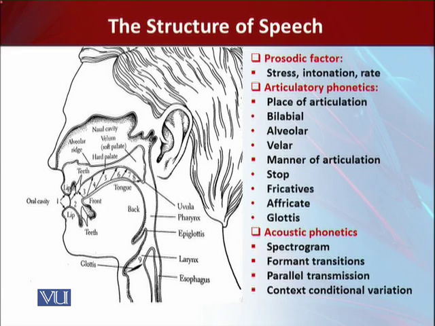Now, coming to rate. Rate refers to the speed at which speech is articulated. Now, we modify our rate of speech by altering the number and length of pauses during utterances, and they are done with an intention to convey specific or intended meaning. Then you see articulatory phonetics. What do we mean by articulatory phonetics?